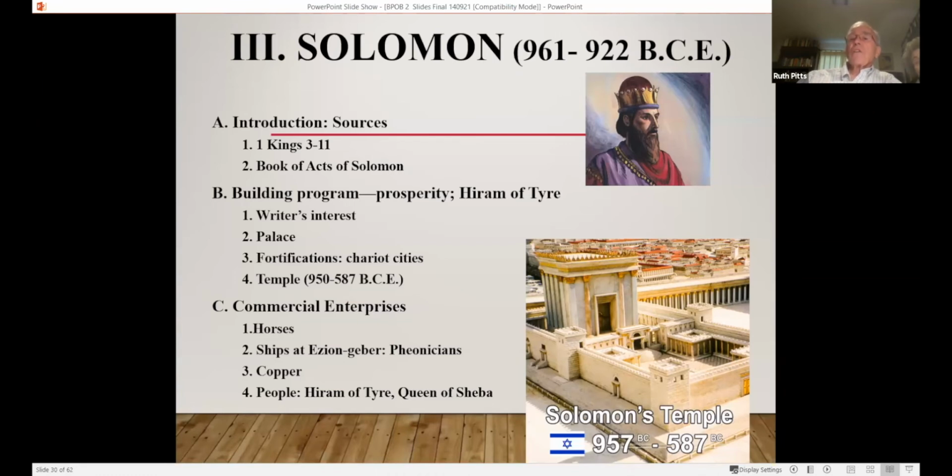Commercial enterprises, horses and chariots he sold to other folks. He had shipping coming out of Ezion Geber way down to the south. The Phoenicians helped him with ships and so on. Copper mining, smelting, and so forth. People that we hear about are Hiram of Tyre and the Queen of Sheba. So those are important rulers from a distance who pay their respects to Solomon.